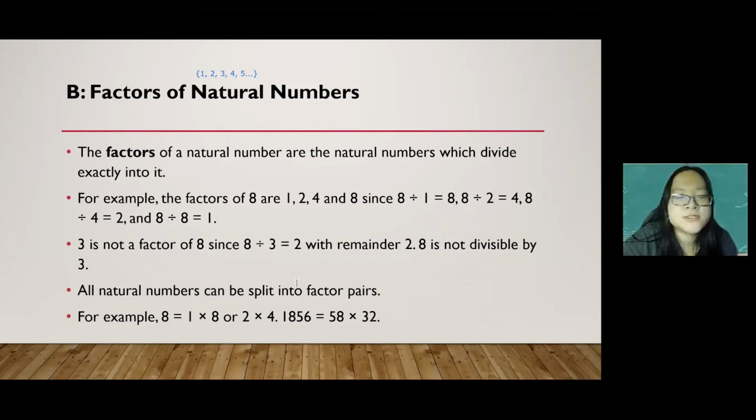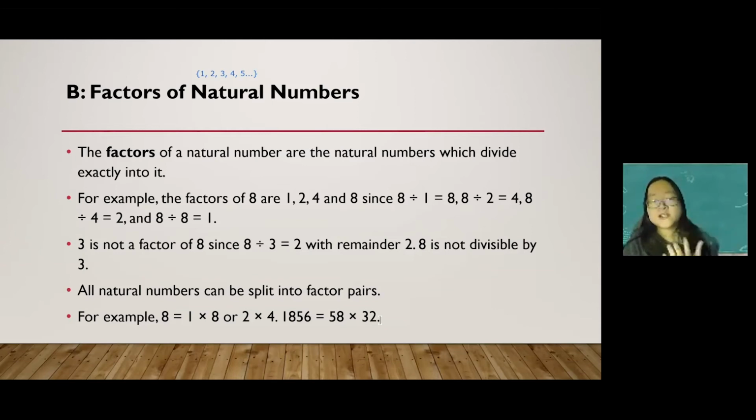All natural numbers can be split into factor pairs. For example, 8 equals 1 times 8 or 2 times 4. 1,856 equals 58 times 32. Okay, so when we say a number is divisible by another number, so let's say we say that 8 is divisible by 2, we mean that conversely 2 is a factor of 8. Okay, 8 is divisible by 4, 4 is a factor of 8. But 8 is not divisible by 3, 3 is not a factor of 8. Okay, so that's what factors mean.